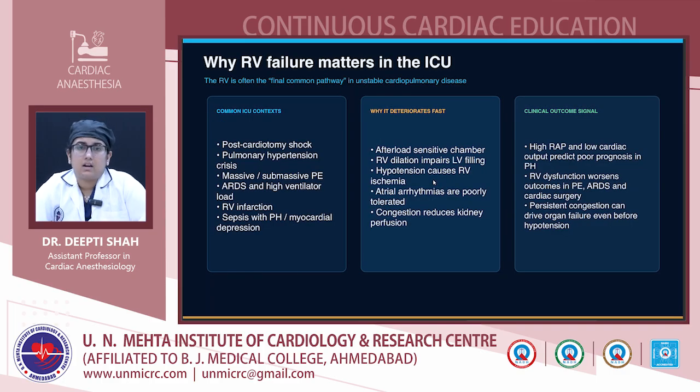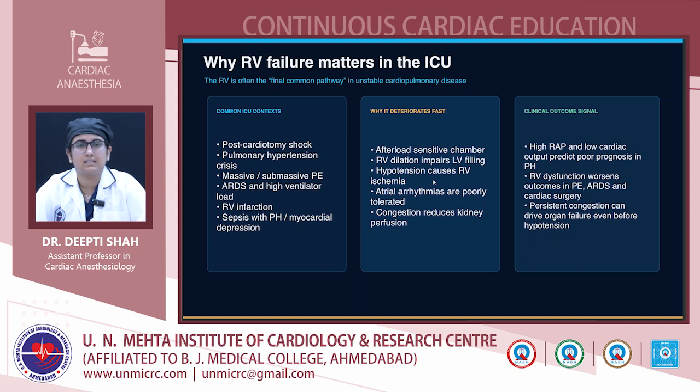So why is RV failure so important in the ICU? Basically, the RV is the final common pathway in any unstable cardiopulmonary disease. The various ICU contexts where we might be facing RV failure patients, most commonly, are post cardiotomy shock, or patients who have undergone surgery for congenital heart disease. It might be because of pulmonary hypertension, or because of ARDS and high ventricular load, or because of RV infarction.